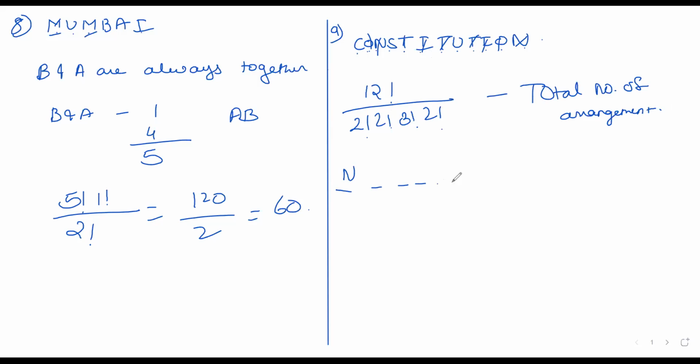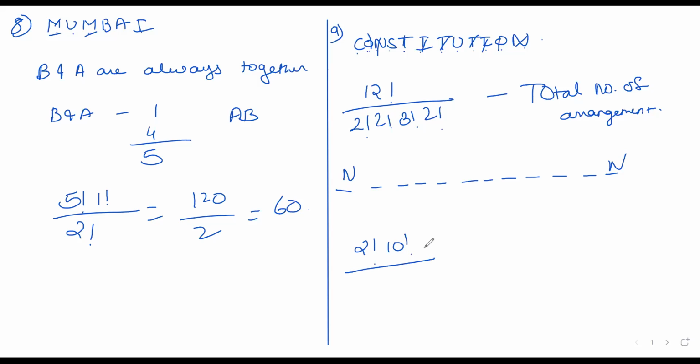1, 2, 3, 4, 5, 6, 7, 8, 9, 10, 11, 12. And it should end with N. We have two N's. 2 N's can occupy two places in 2 factorial ways. Then we have the remaining 10 letters that will occupy the middle places in 10 factorial ways.